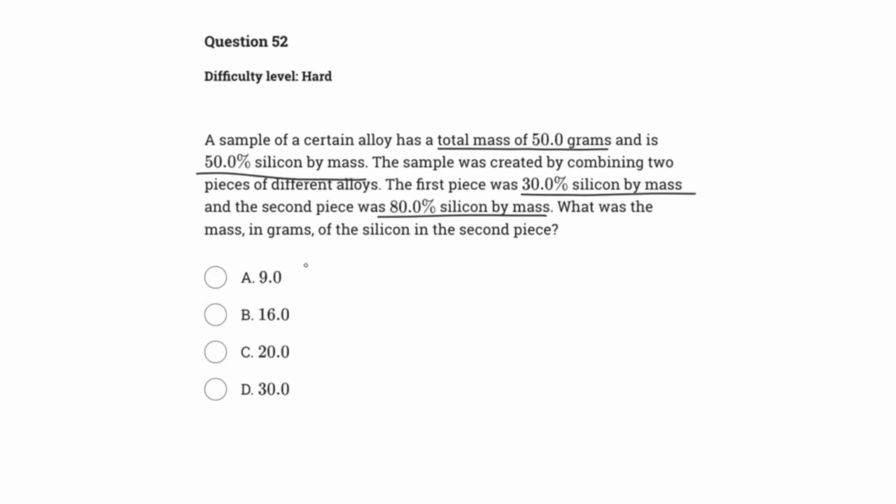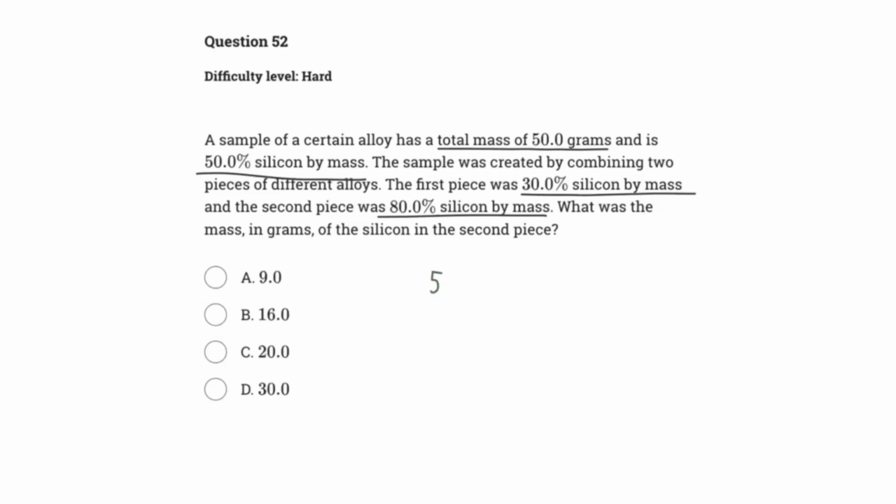was the mass in grams of the silicon in the second piece. So to solve this problem, we need to set up a system, right? What we know now is that the first piece and the second piece make up this certain sample of alloy. And so what we can determine is that the total mass, this is pretty much the only information we're given in terms of actual mass, is that the total mass of the alloy is 50 grams.